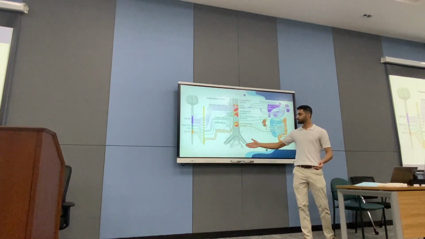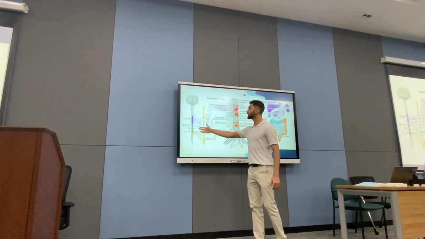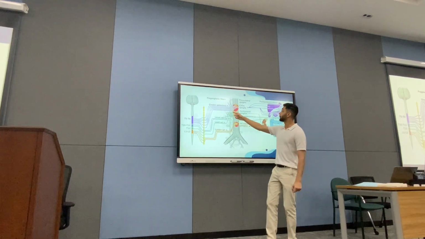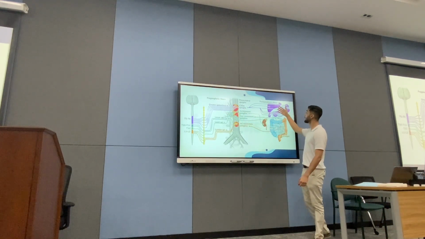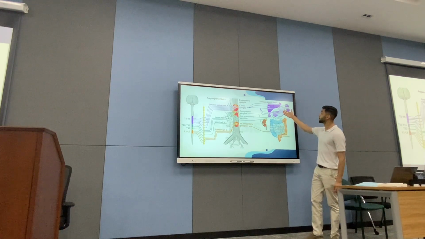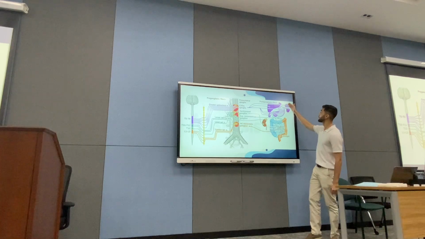So this is another picture. T5 to T9 give rise to what? Greater splanchnic. Which mainly synapse with which ganglia? Celiac. Celiac ganglia supply the foregut, exactly. Stomach, part of the duodenum, pancreas, liver, spleen.